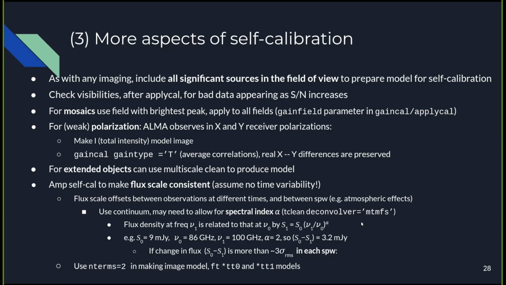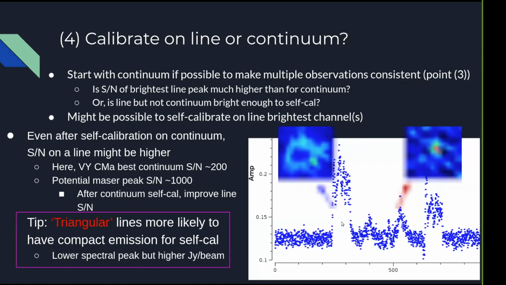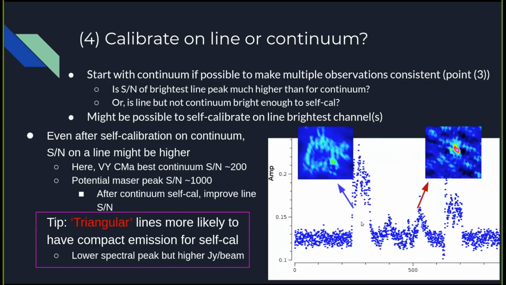So, calibrating on the line or the continuum: something which I actually learned since I first did these VY-CMA data is that if possible, it's better to start with calibrating on the continuum, because you can quite often have small amplitude scaling errors between different spectral windows. Self-calibrating using all the spectral windows to make a continuum image, excluding the line, of course, or the line-free continuum, will get rid of any small offsets in the scale between spectral windows.